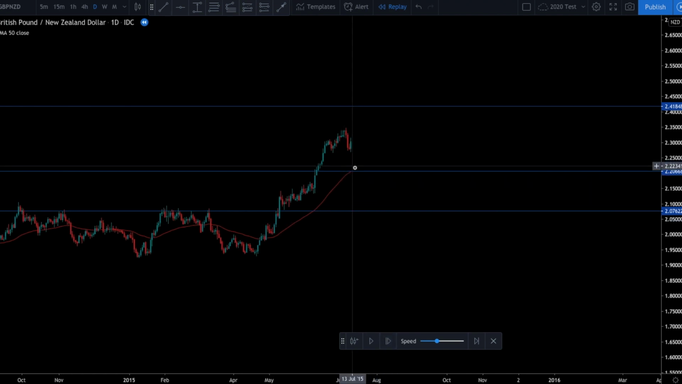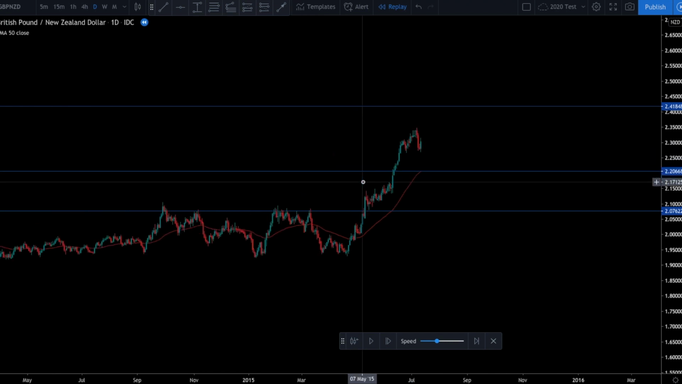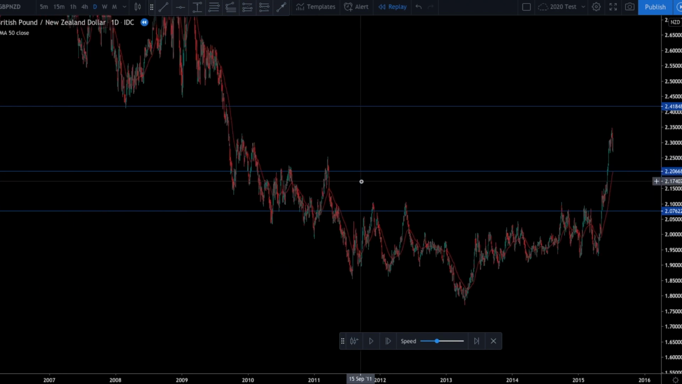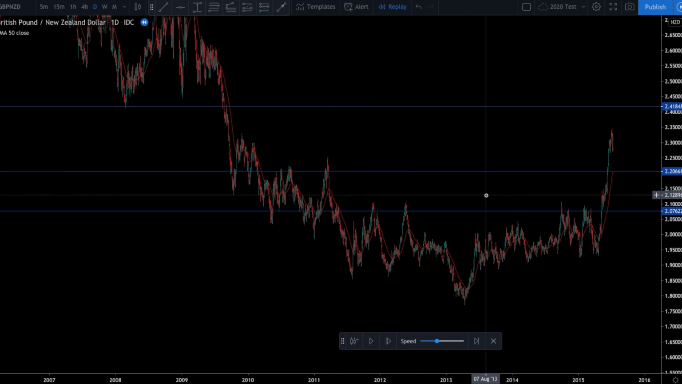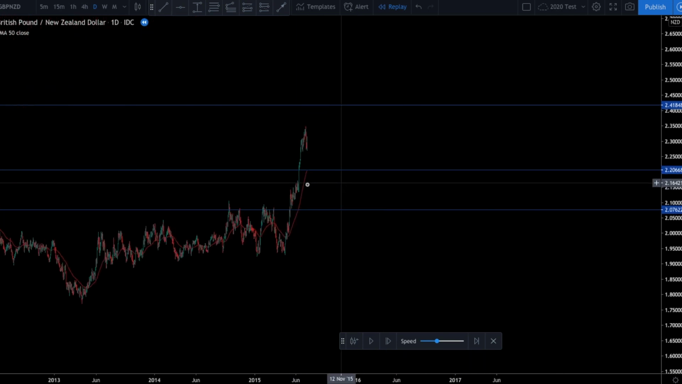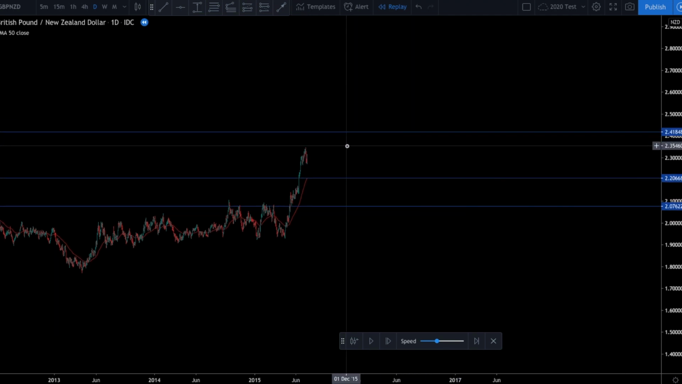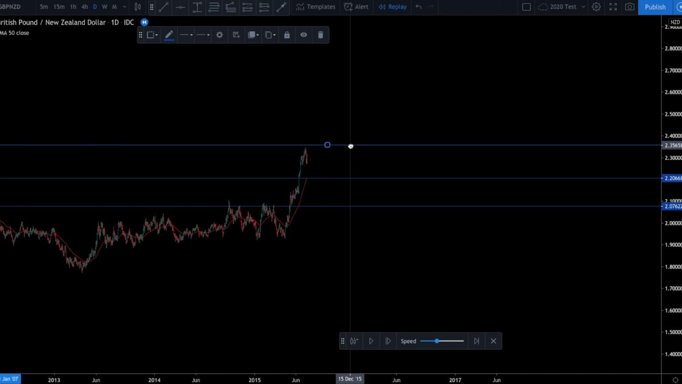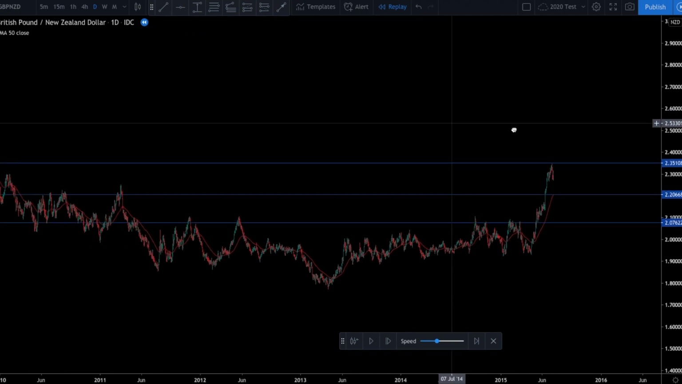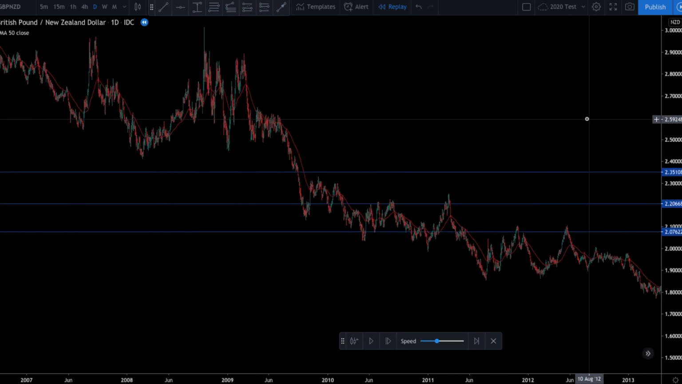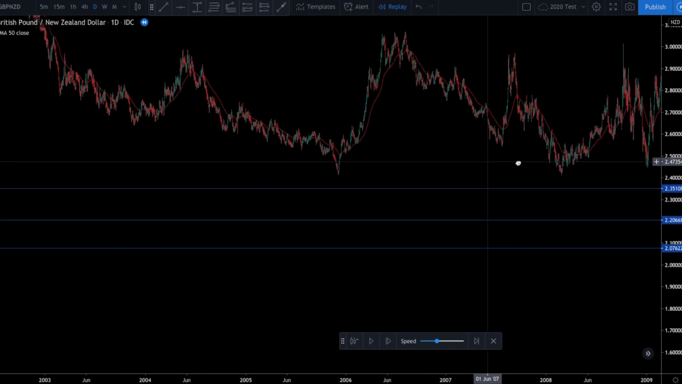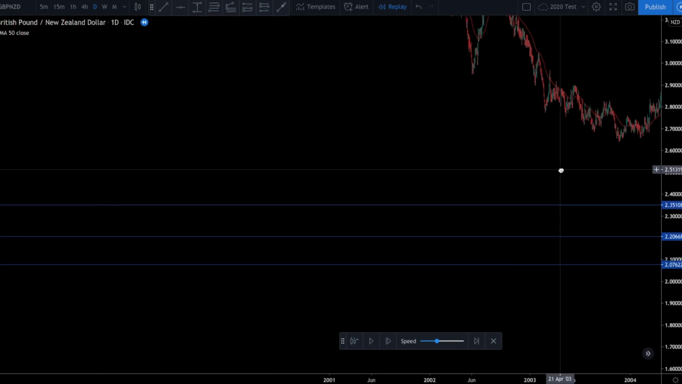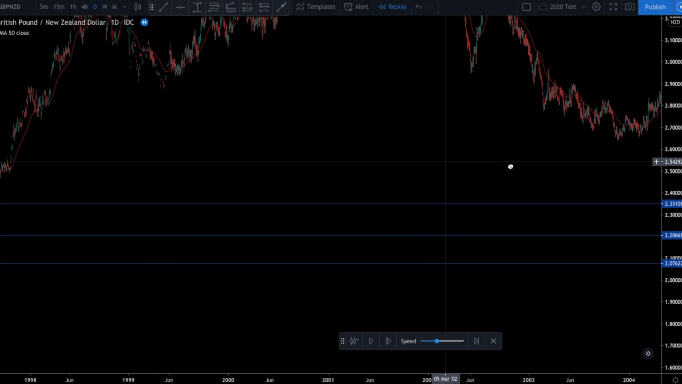Okay, so I like this level right here. If it were to come down and retest this area, this 0.22, and come back and retest this 50 EMA, if there was some nice support and resistance here, then this would be a decent short, but there's really not any price around that area.